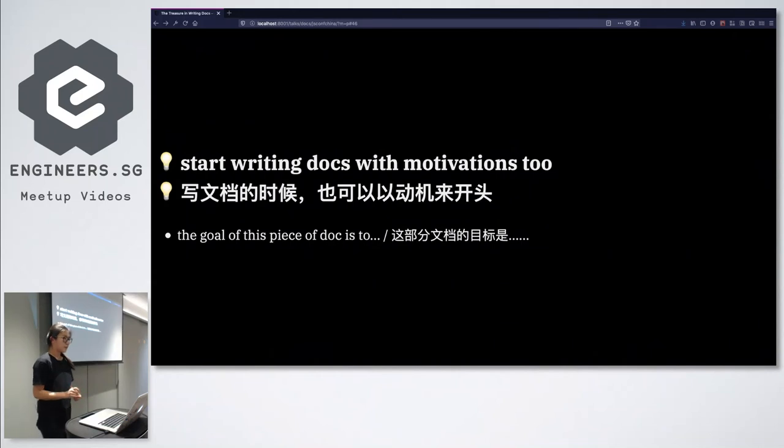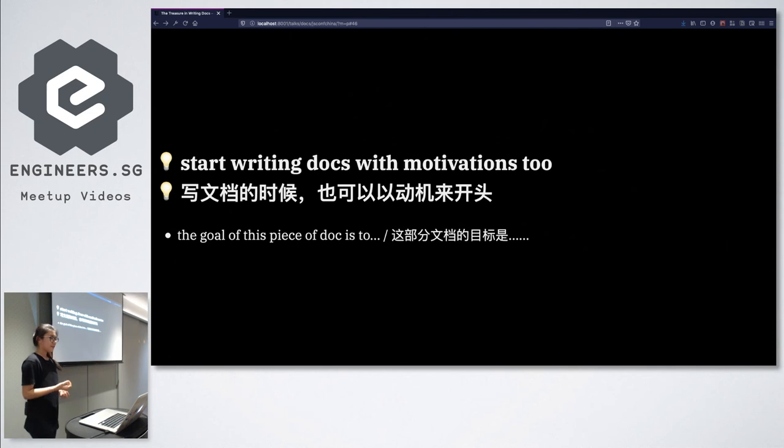And then the same drill applies to docs writing. This is my magic line: "The goal of this piece of doc is to do this." Whenever I work on docs, I always put this line on the first line. You don't have to think it's permanent. You're free to remove this once you're done. But for me, it serves two purposes.